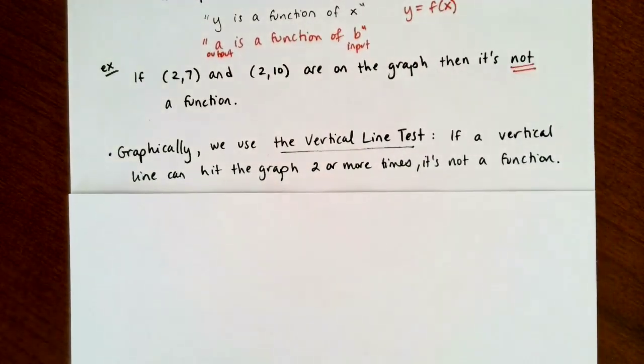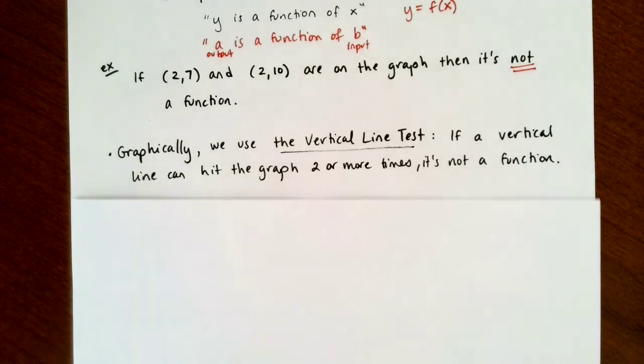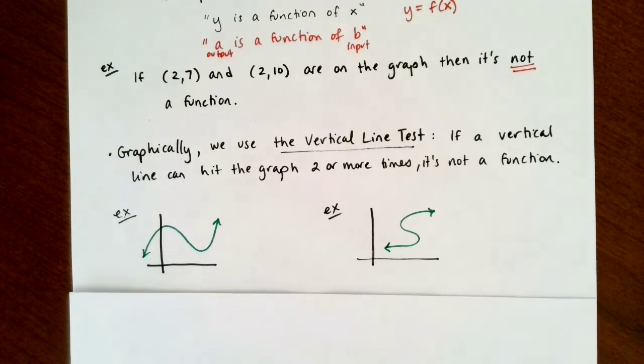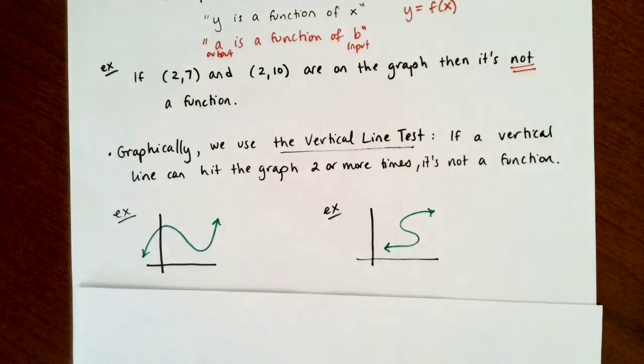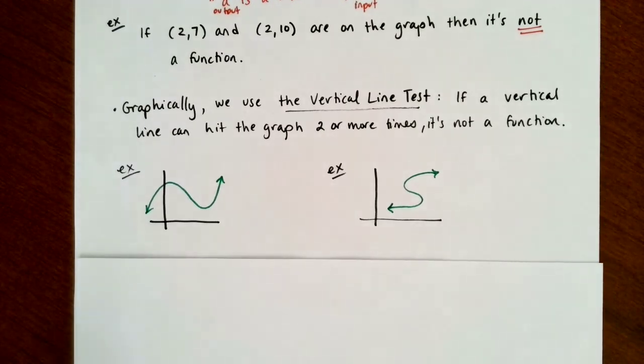So if you're given a graph and they ask, is this a function or does this show y as a function of x? We are using what's called the vertical line test, which is just sort of the graph version of that same definition. So it says if any vertical line can hit the graph 2 or more times, then what you're looking at is not a function. So I've got 2 examples pre-drawn here. One of these graphs is a function and one is not.